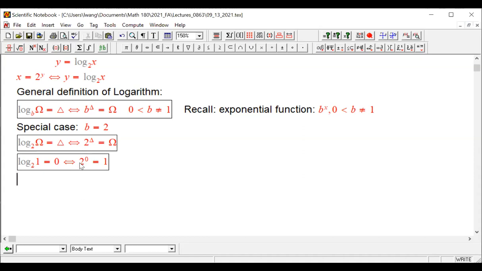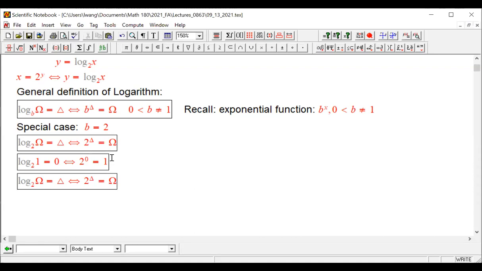So this is saying if you say 2 to the power 0 equals 1, that's the same thing as saying log base 2 of 1 is equal to 0. Okay, so the log function is introduced to emphasize power, the exponent alone. Does everybody follow me? Yes. Let's practice a few more.